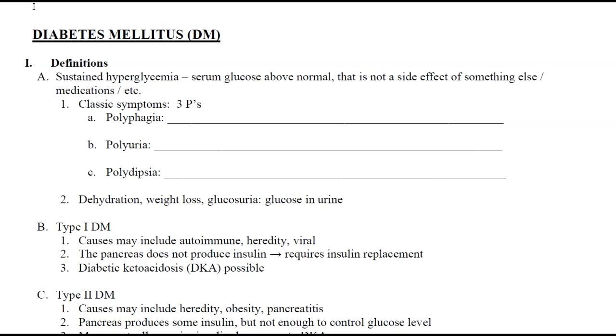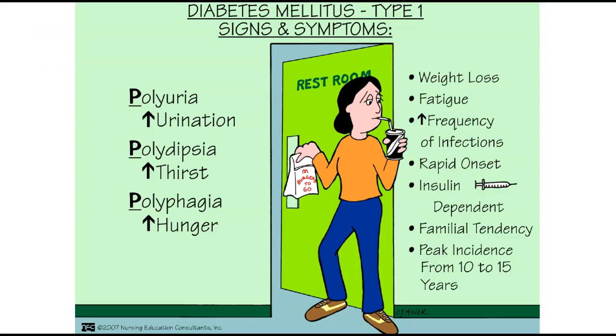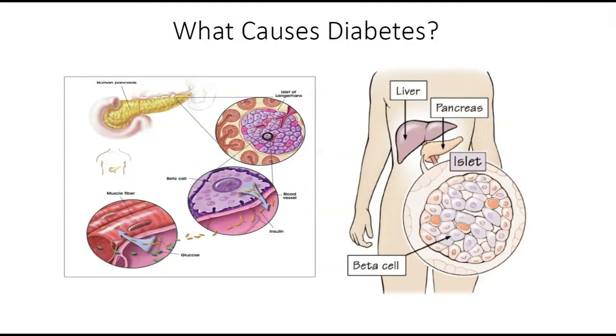The classic symptoms of diabetes mellitus. So we have the 3 P's. Polyphagia, which is excessive eating, polyuria, which is excessive urination, and polydipsia, which is excessive thirst. In addition, other signs and symptoms include dehydration, weight loss, glucosuria or glucose in the urine, or sugar in the urine, and sometimes fatigue.